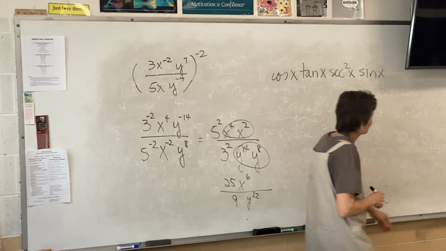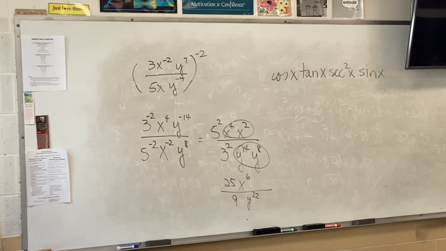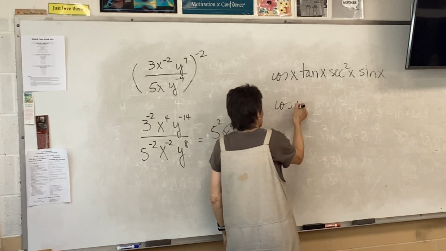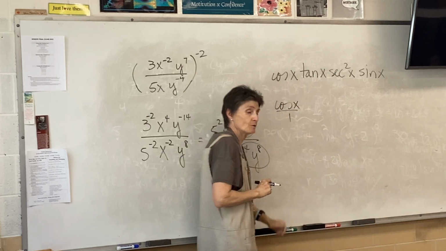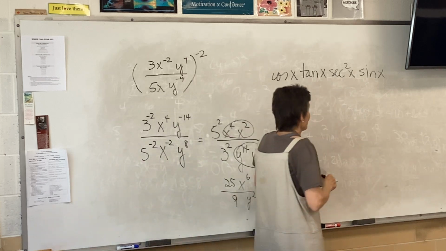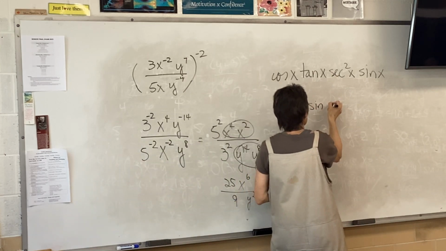Take a look on your sheet. There is a little help for you there. Not a lot, but a little help there. Cosine over 1, you're not changing cosines and sines. Those are like the base units, we're not changing. What's tangent? Sine over cosine.